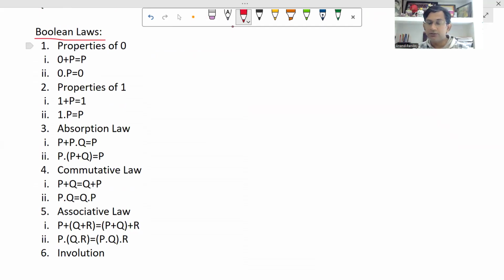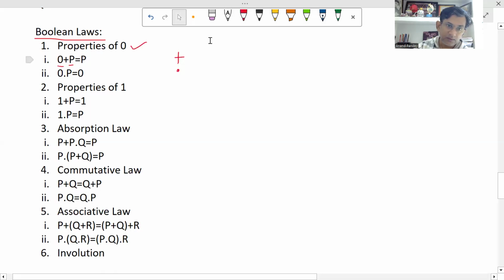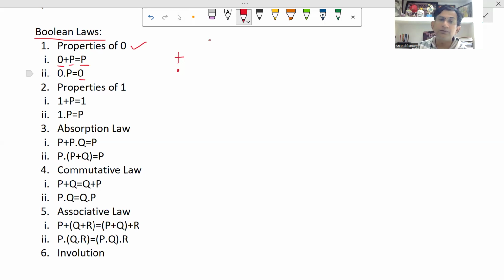Some of them you are already used to in maths. One by one, I'm going to show you, and please learn them. First thing, properties of zero, as you know in maths, the same thing. 0 plus p. Here, please remember one thing: plus does not mean addition, plus means OR, and dot does not mean multiplication, dot means AND. It's Boolean algebra. So 0 plus p will be p, same as maths. 0 dot p will be 0. Here p is a proposition. Now second, properties of 1.